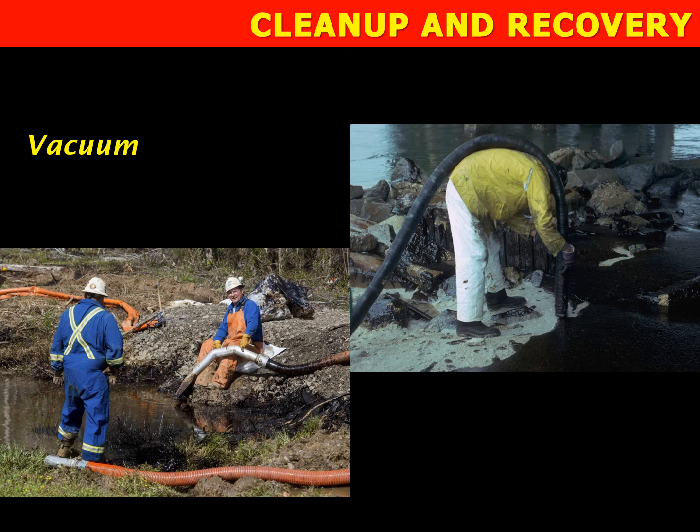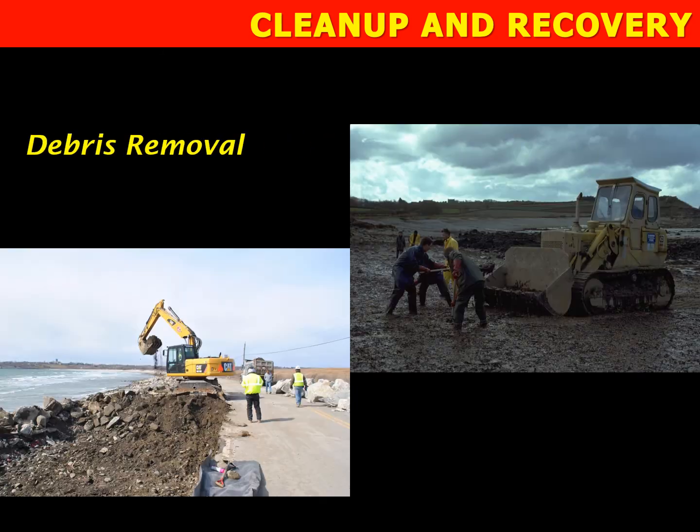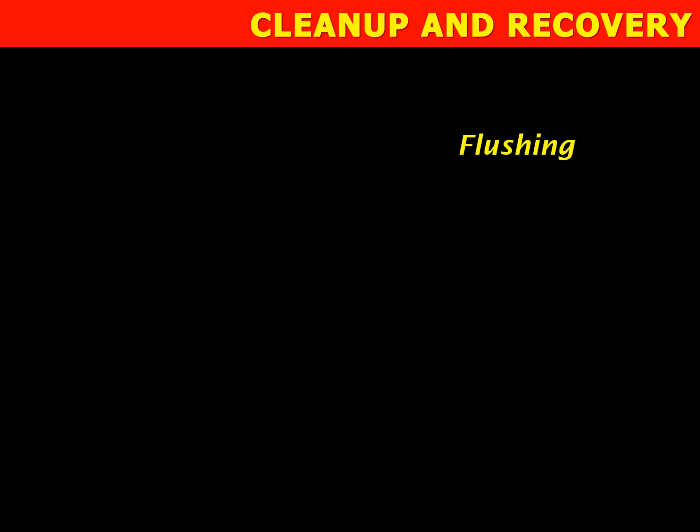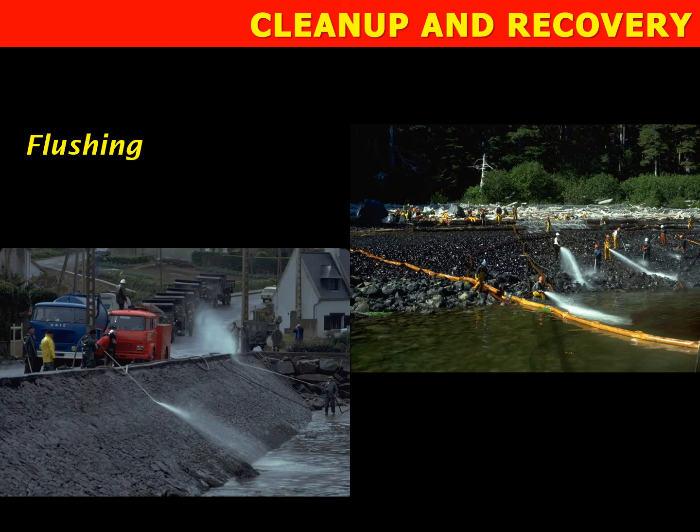If the oil reaches the beach or land area, we can use a vacuum to clean up, or debris removal. Normally this method applies to a bigger scale area. Some areas might not be suitable for vacuuming, so the flushing method is used. Normally the flushing method is used in areas with a rocky shore or breakwater.